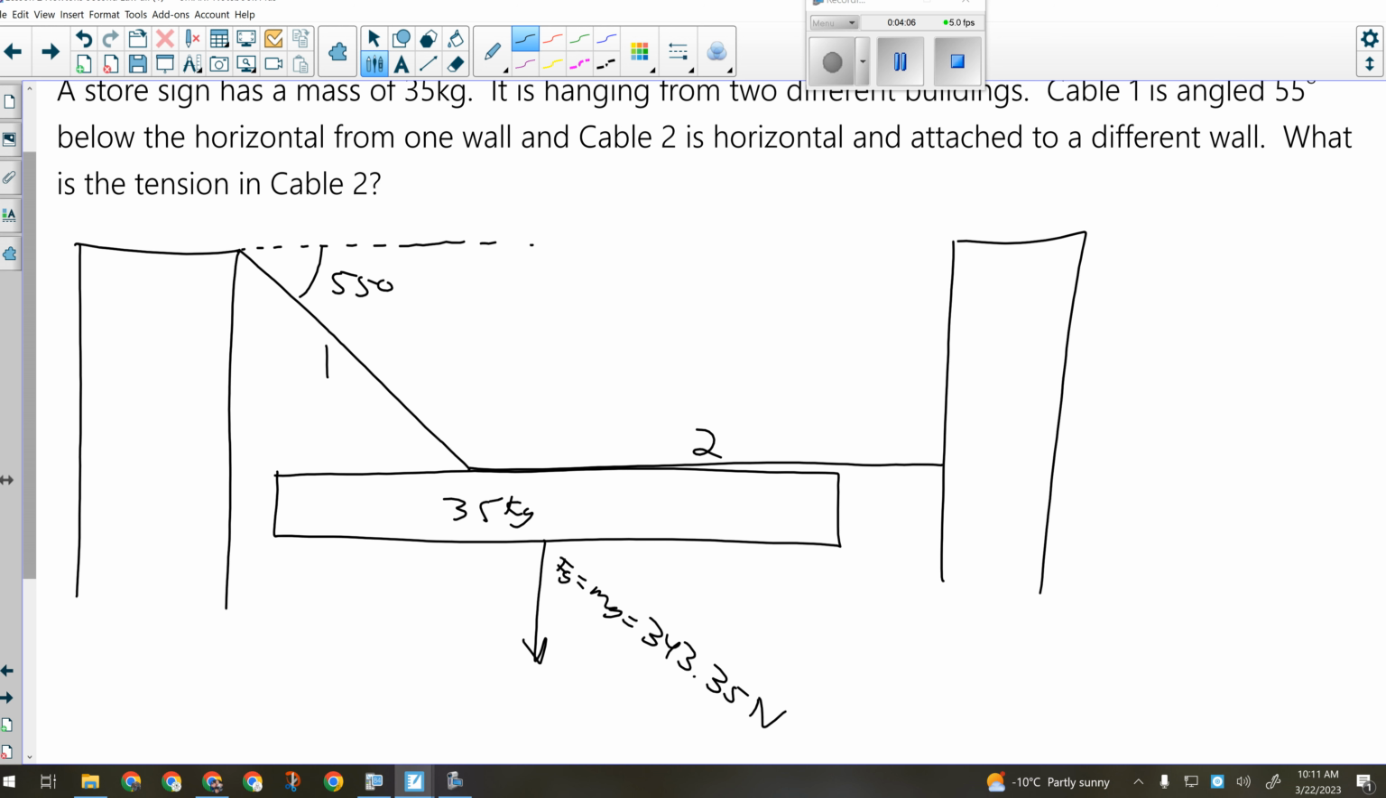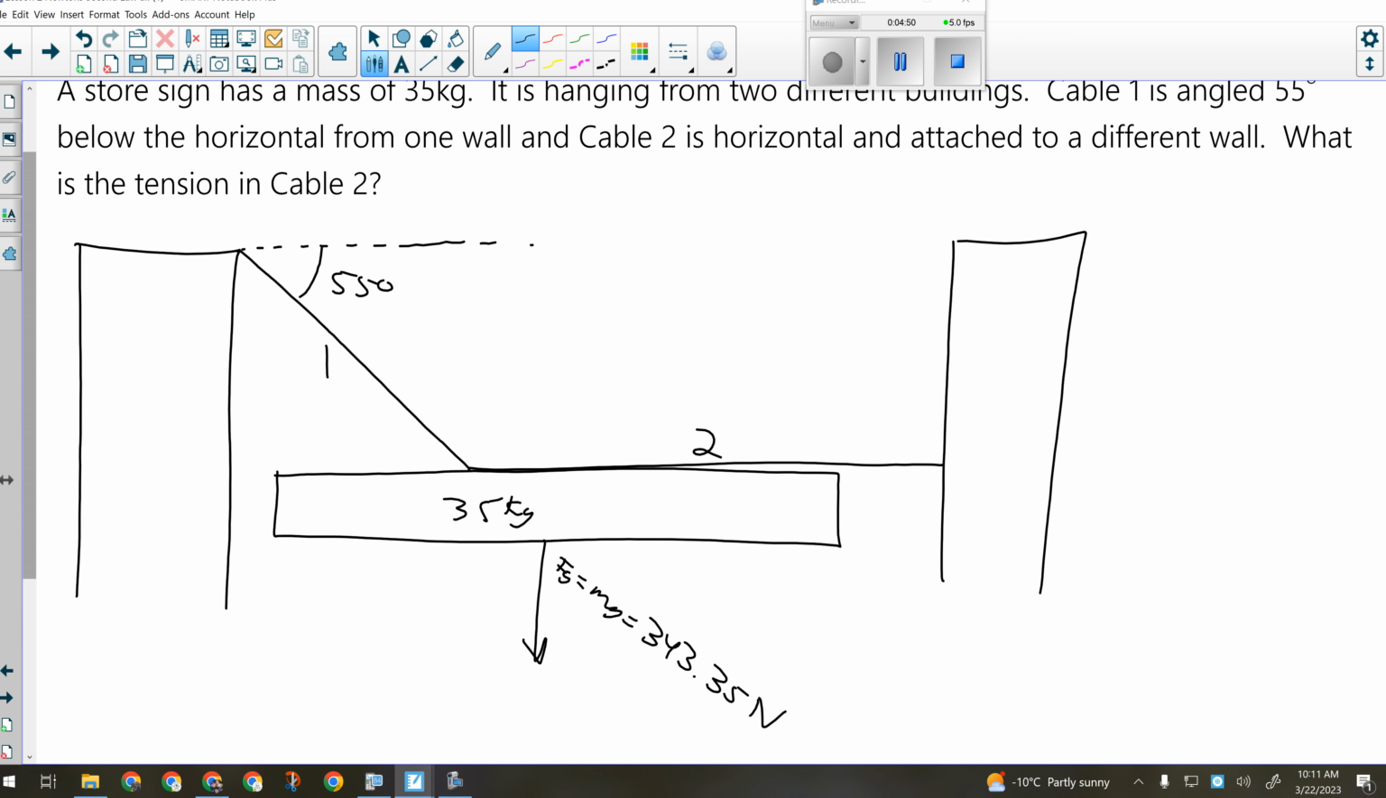So, the sign's not moving. We know the net force is zero. There's 343.35 newtons worth of gravity pulling directly downwards on the sign. What's pulling against it? Which one? Okay, so we've got two cables. Only one of them can pull up. Which one? Cable 1. Why can't cable 2 pull up? It's horizontal. If it's horizontal, the only direction it can pull is horizontal. So it has no ability to offset gravity. Okay, so that's a good kind of analysis for us to make.